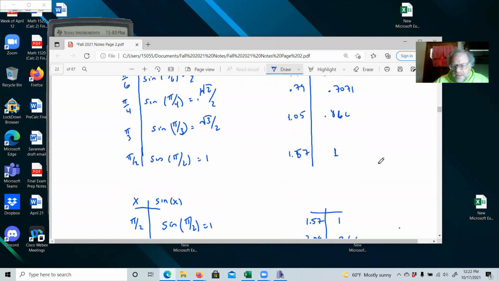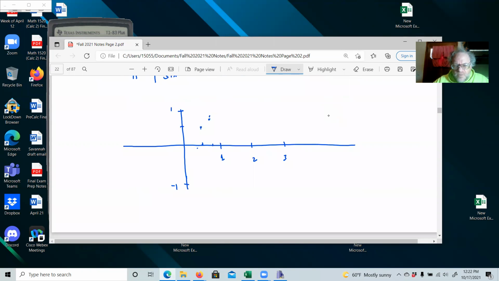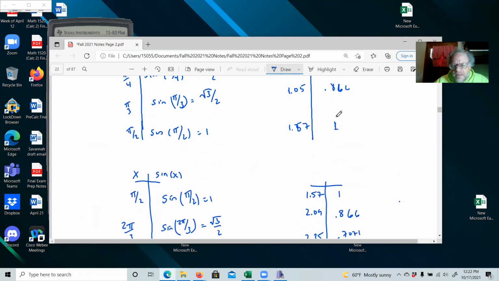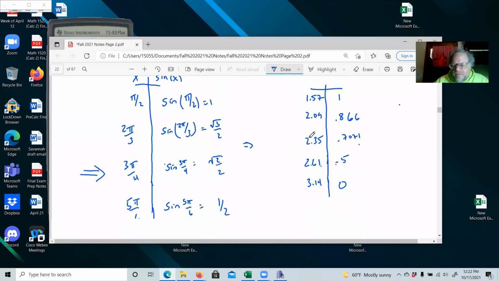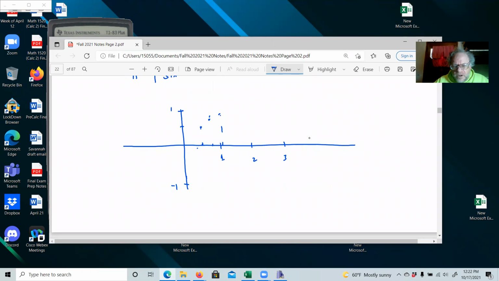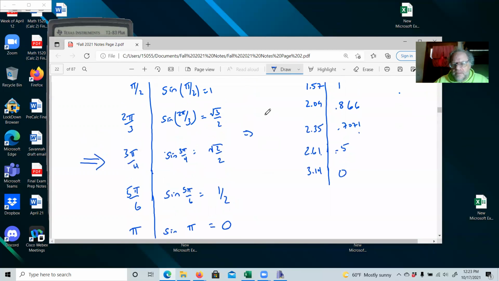And then we're going to have 1.05 to 0.866. So 1.05 to about 0.866. And then 1.57. So here's 1.5 up to 1 here. So what we want to do is we're going to go ahead and draw something like this. All right. And I'm out because I don't think that actually quite made it. But that's all right.